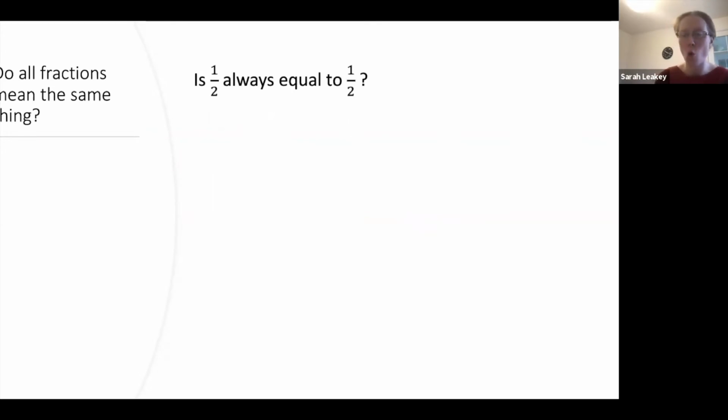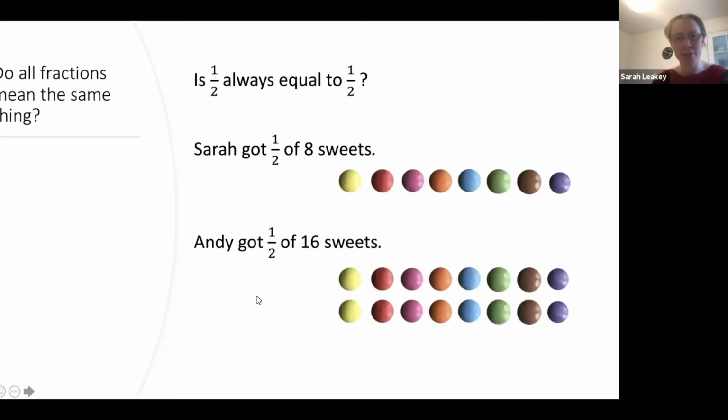And so then this question is quite an interesting one. Is 1/2 always equal to 1/2? I've posed this to both children and in CPD sessions that I've delivered, and it always sparks quite a bit of debate. So let's look at it again in the context of those sweets. Sarah got 1/2 of 8 sweets and Andy got 1/2 of 16 sweets. So 1/2 is not equal to 1/2 in this situation, in the sense that I only get 4 sweets, but Andy gets 8. But they are the same in the sense that they represent the same relationship. It's 1/2 of all of the sweets.